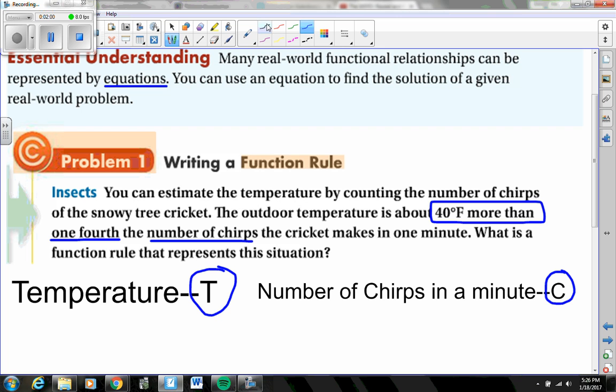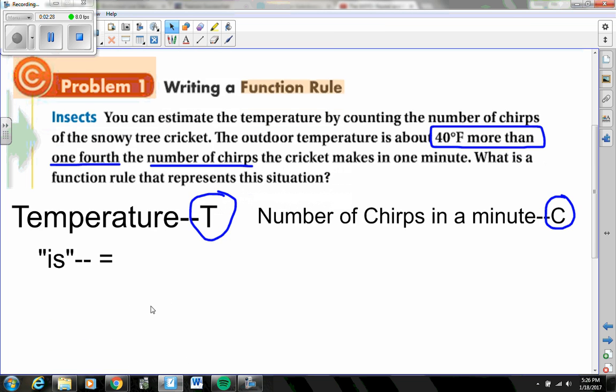In this case, the key information is what I have outlined in blue here in our problem. Here's our key sentence: the outdoor temperature is. One thing we need to know is that whenever we see the word "is," that means an equal sign. "Is" means an equal sign almost all the time. So temperature is going to start T equal sign.